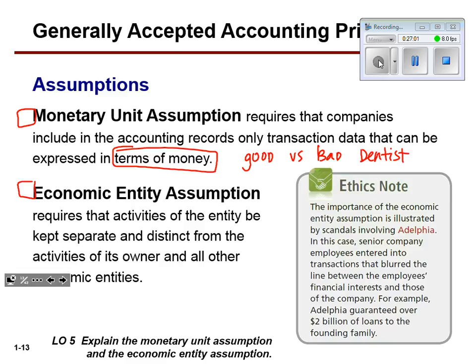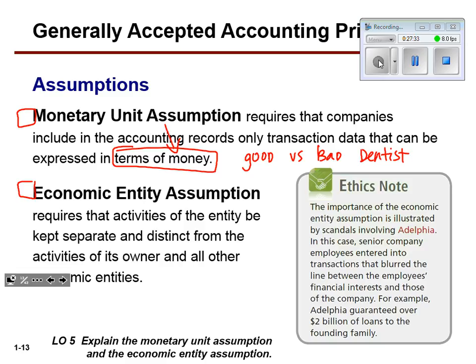So there are things that determine money and things that don't. Deciding if you're a good or a bad dentist doesn't make you worth less or worth more as far as the monetary unit assumption goes. If I see X amount of patients a day as a dentist, well, that can have a value. It doesn't determine if you're good or bad. That's how many patients I saw. So what you need to know about the monetary unit assumption is that it has a money tie to it, and there's no gray area there.